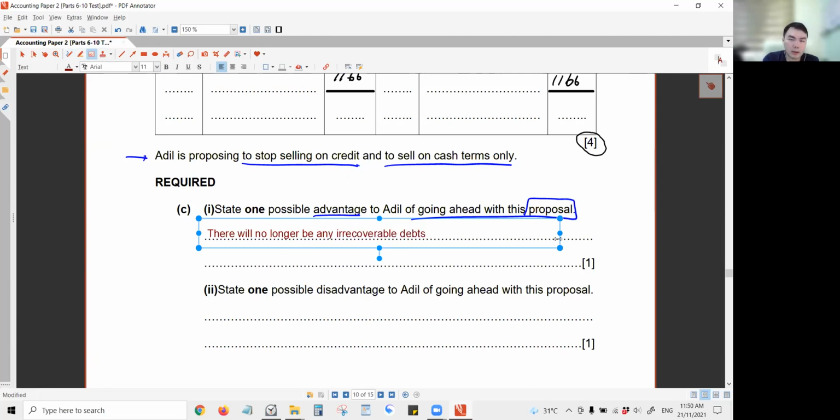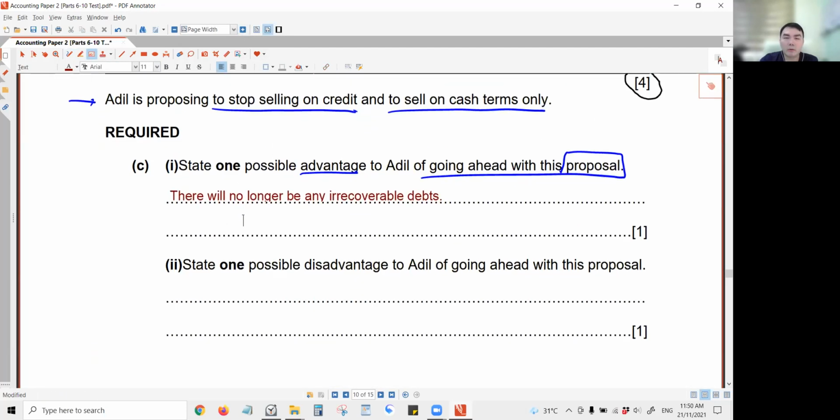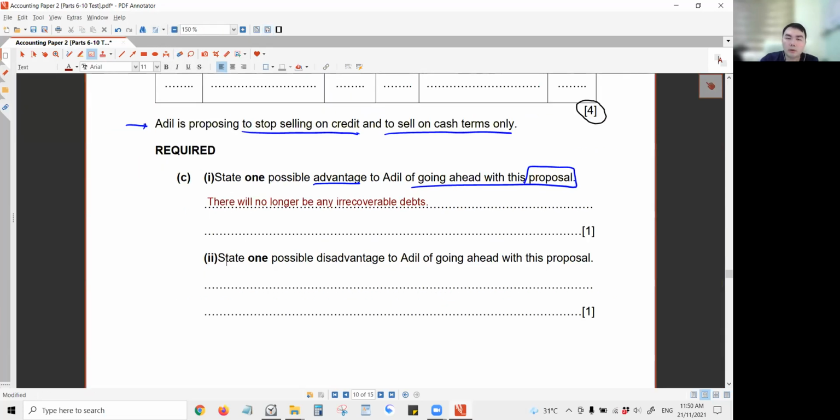There will no longer be any irrecoverable debts. A good thing. But some customers can only buy on credit, because probably they don't have enough money. They always have to buy on credit. So if Adil stops selling on credit, Adil is going to lose some customers. Okay, let's write.